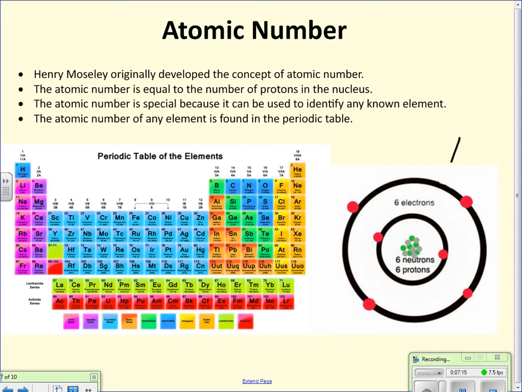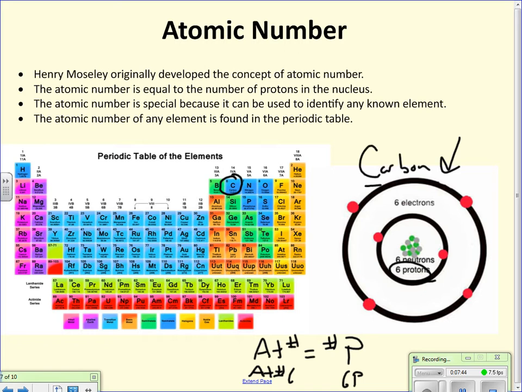So if I look at an element here, this element, it's got 6 protons. And remember, the atomic number is equal to the number of protons. So if I have 6 protons, then my atomic number is 6, and my element is right here. It's carbon. So this is a carbon atom.